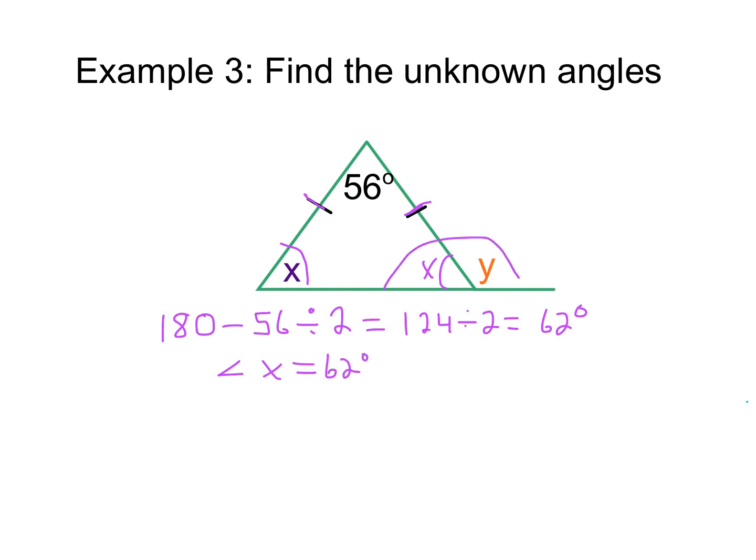Now angle Y is supplementary with angle X. That means that X plus Y, because they're on a straight line, add up to 180 degrees. And so if angle X is 62 degrees, then angle Y has to be 180 minus 62, and so angle Y is 118 degrees.